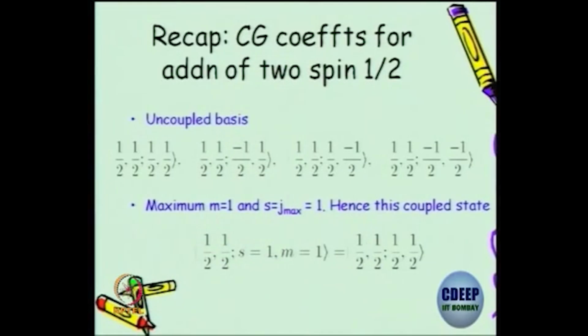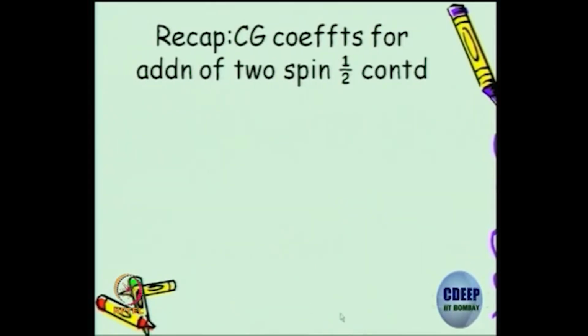Just to recap what we did for the states. In the context of states, if you take two spin half particles, you can look at it as an uncoupled basis. This is J1, J2, M1, M2, the notation. Now I am going to blindly follow this notation. And there is a coupled state, which is again J1, J2, but you can call it J or S because I am looking at spins. I put it as S equal to 1, M equal to 1, and this is the stretch state.